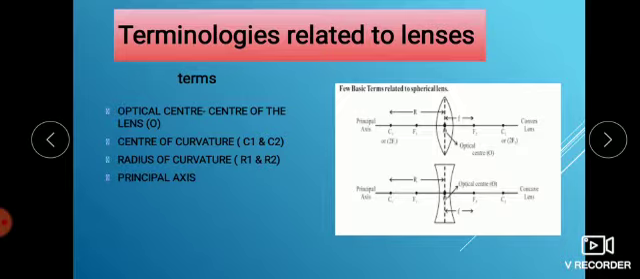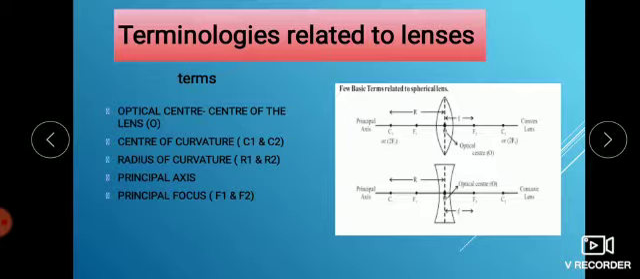Then principal axis. It is the line which passes through the center of curvature and the optical center. So this is in the case of a convex lens, and this is in the case of a concave lens. Is that clear?